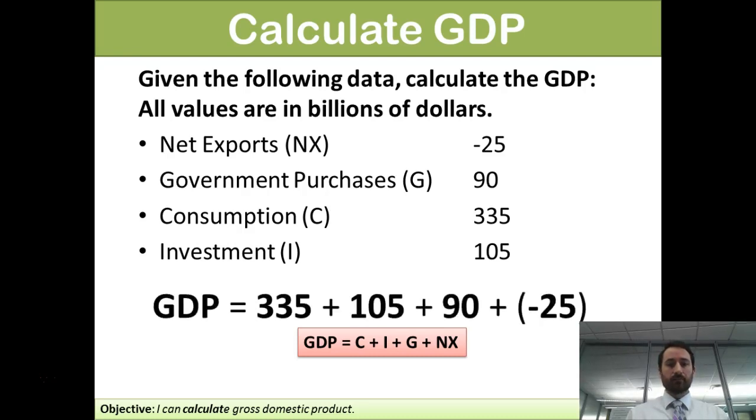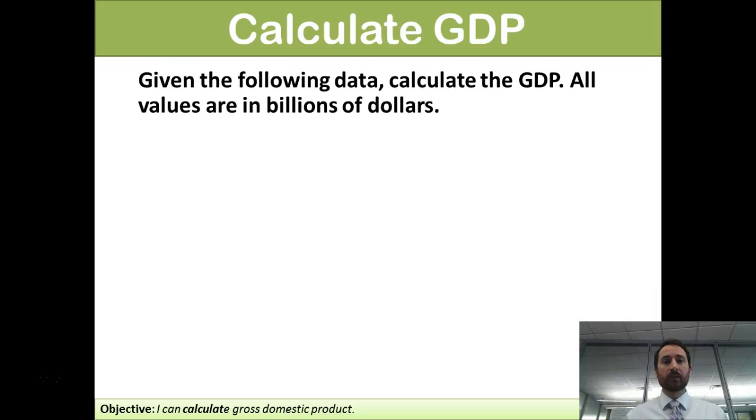All right, here we go. GDP is your personal consumption of 335, plus your business investment of 105, plus your government purchases of 90, and then we add our net exports, but in this case it's a negative net exports, and so we're going to subtract that, and when we do that, we should get $505 billion. Let's take a look at another one.